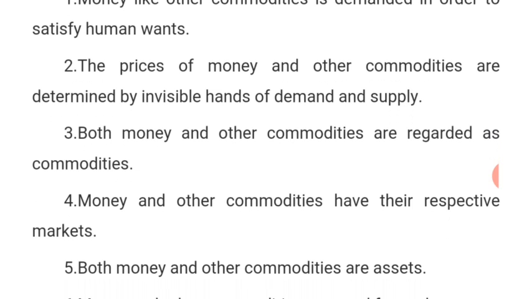So number three, both money and other commodities. In number two we have said that the prices of money and other commodities are determined by demand and supply. So government is not determining the amount that money can be sold and bought, and the amount that commodities can also be sold and bought. Number three now, both money and other commodities are regarded as commodities. Money is seen as a commodity because it has features of commodities. So I can go to the market to demand for money.